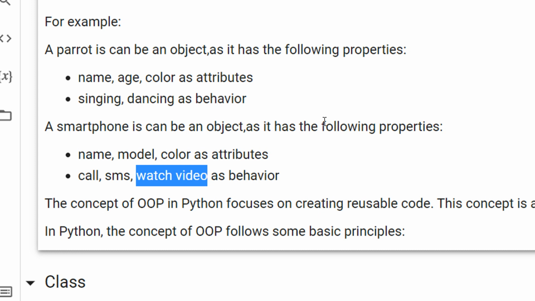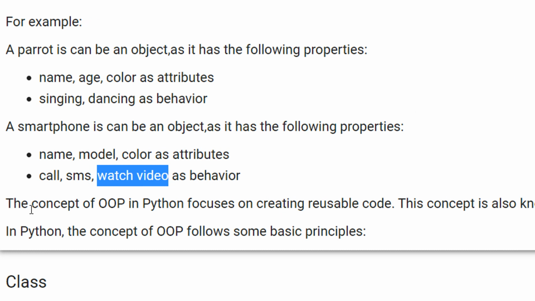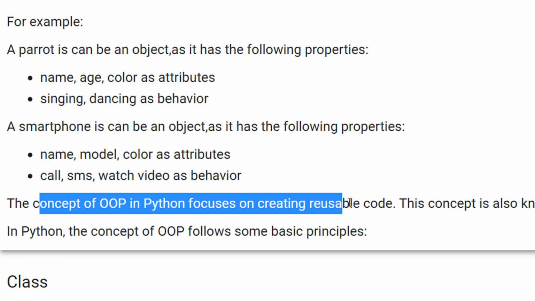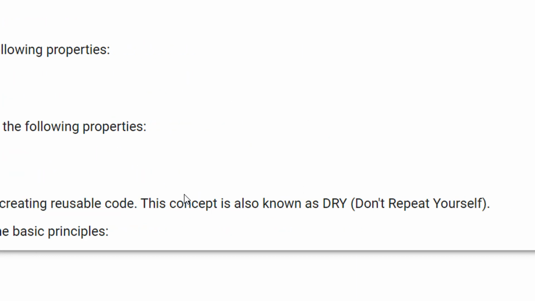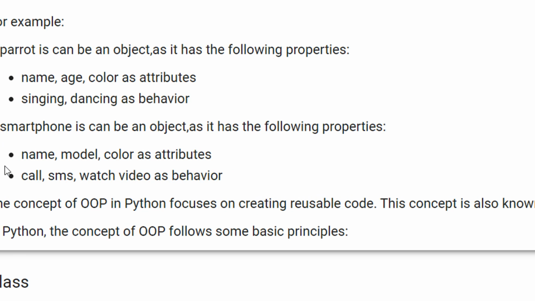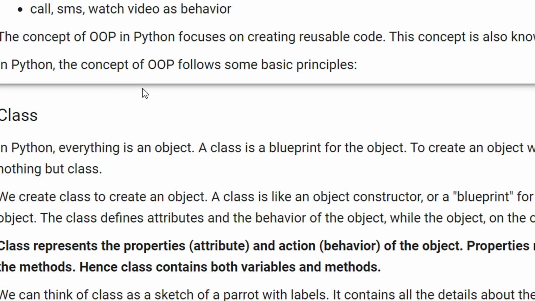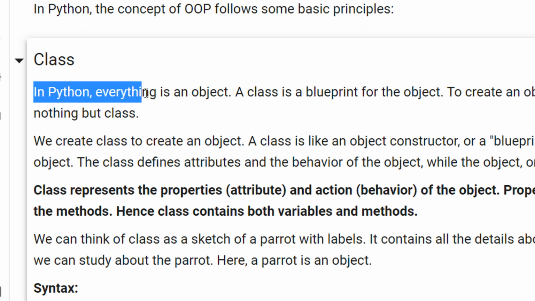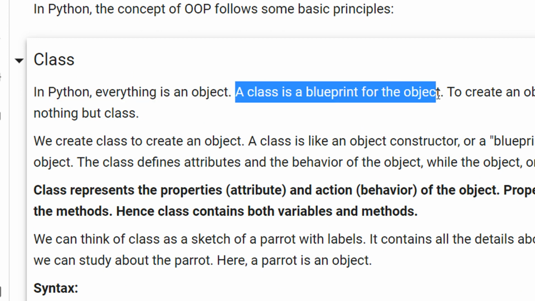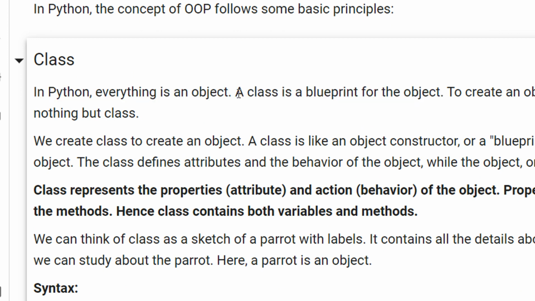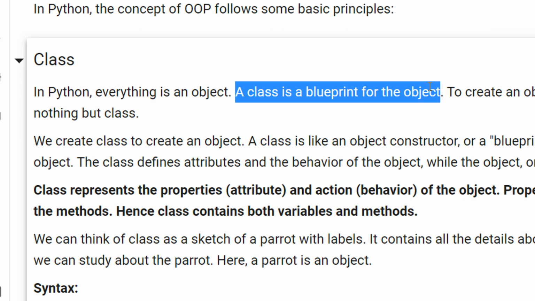What do I mean here, right? So the concept of OOPS in Python is creating reusable code. We will see later what we mean by reusable code, and this concept is known as DRY: Don't Repeat Yourself, right? Again, we will see it later. It's easy only, right? So in Python, everything is an object, right? A class is a blueprint for the object. So this particular line you will see in every book, in every tutorial, in everything, right?